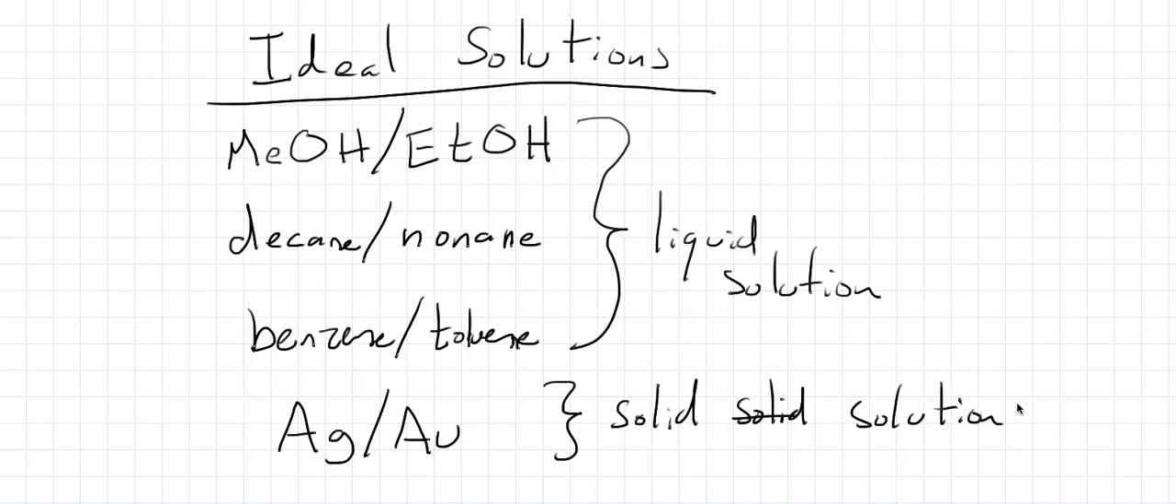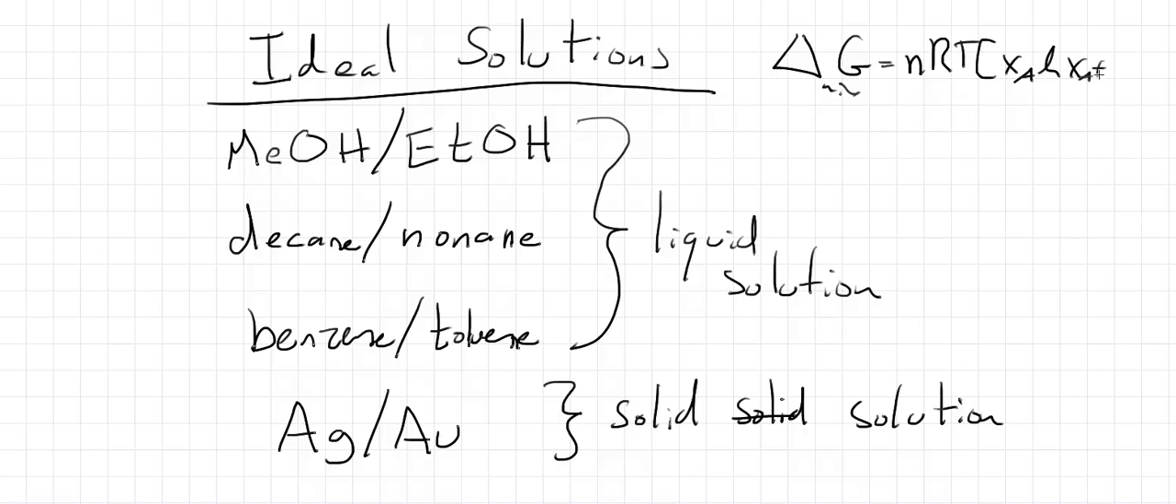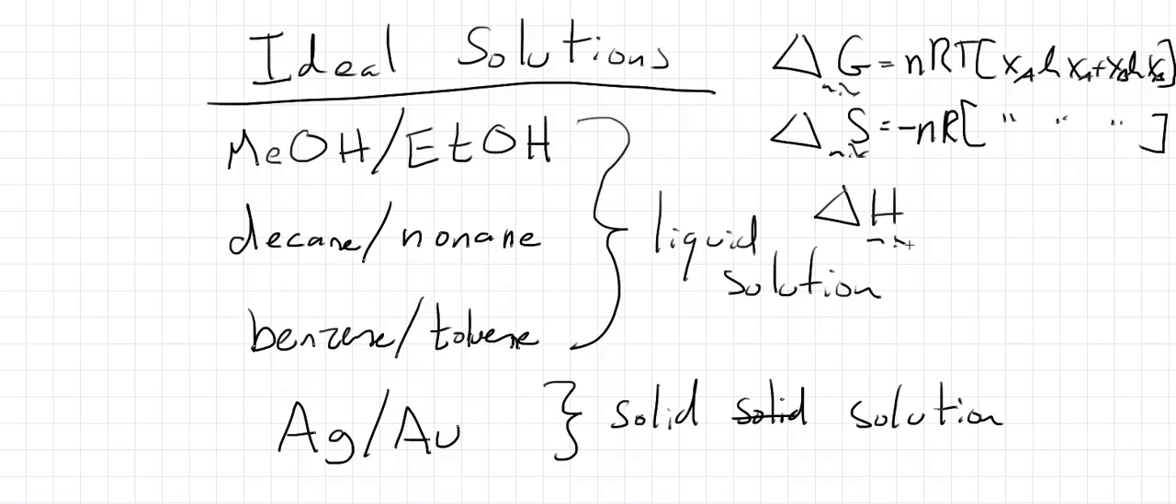So the thermodynamics of ideal solutions, just to refresh your memory: delta G of mixing is the same as for gases, nRT (XA log XA + XB log XB). The entropy of mixing is negative nR, but then what's in parentheses is the same. I'll just put ditto marks in there. And the delta H of mixing is equal to 0.